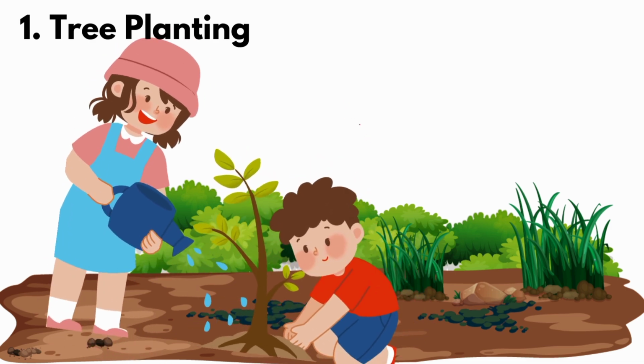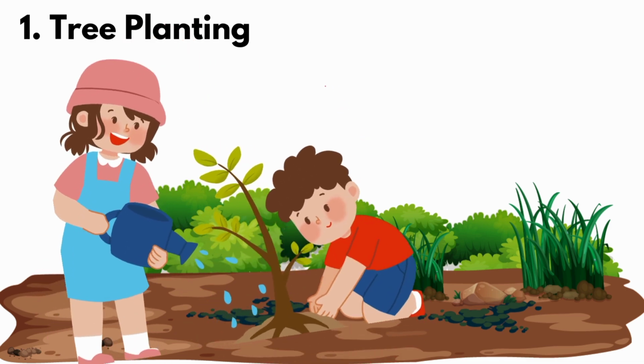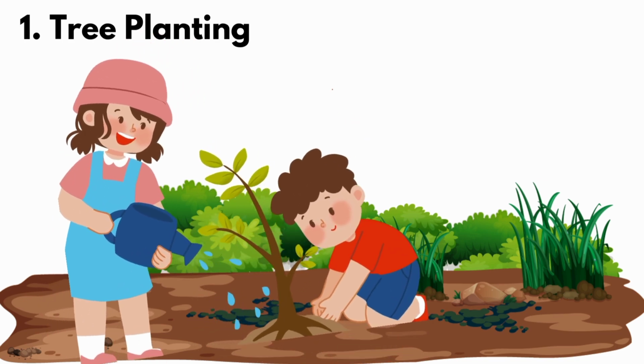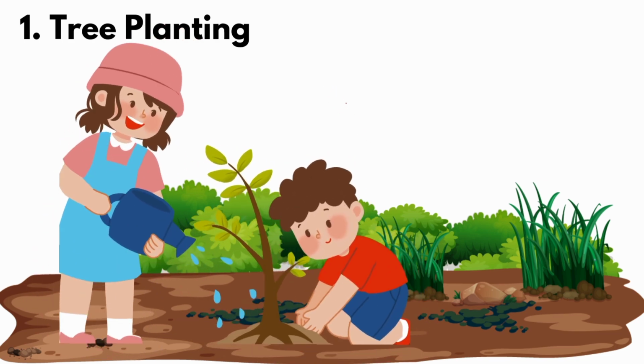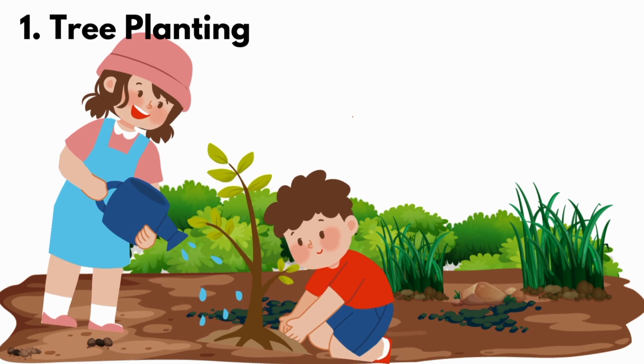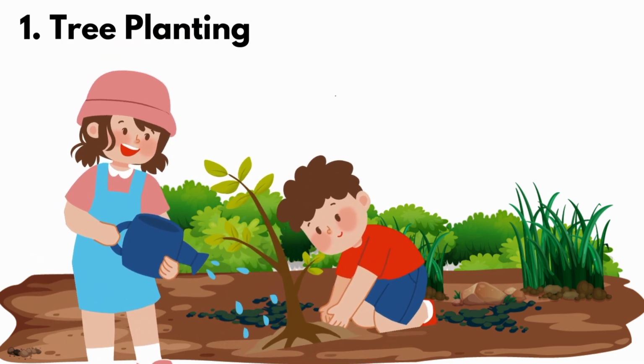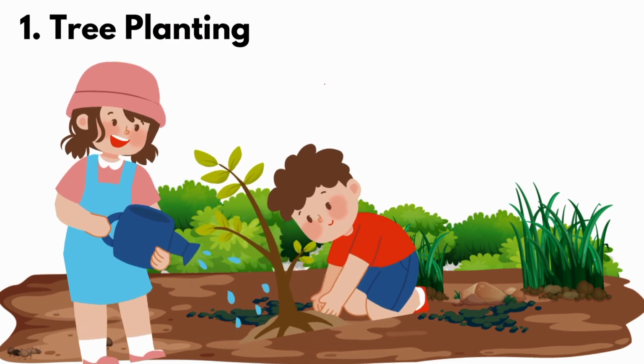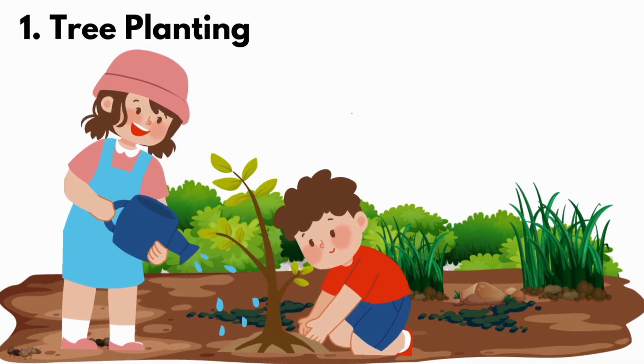Number 1. Tree planting. Tree planting is a good activity because trees give off oxygen that we need to breathe, and trees reduce the amount of storm water runoff, which reduces erosion and may reduce the effects of flooding.